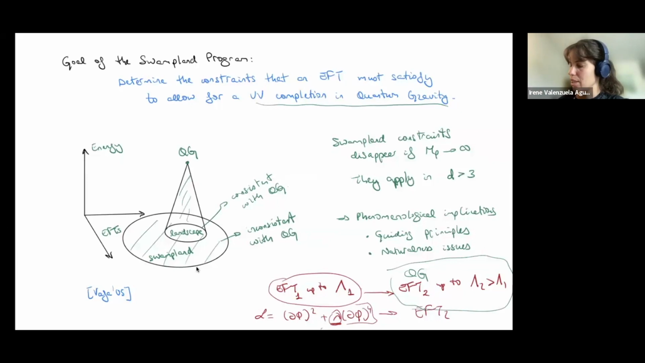So it's about understanding what constraints I need to satisfy in this EFT, that is weakly coupled to Einstein gravity, so that it can be completed at higher energies in a full quantum gravity theory, which is unitary and so on. And this is what the Swampland program is about, when you specify that the completion has to be in quantum gravity. Is it clear?